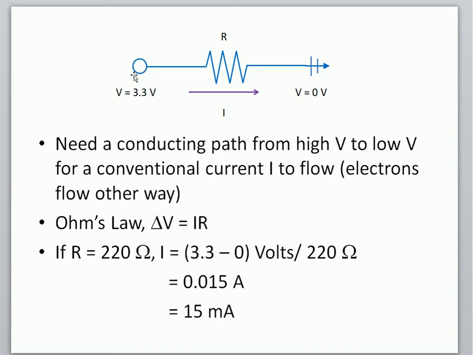Generally speaking, there's a limit to how much current you can get out of your PIC. One pin can only deliver about 20 milliamps, and so we wouldn't want to go much smaller than this resistor, because then the current would start to exceed 20.